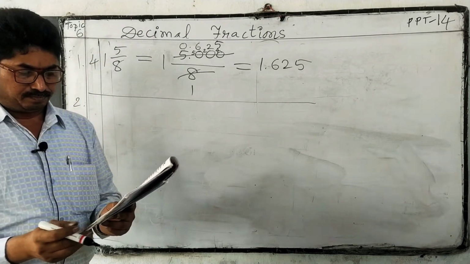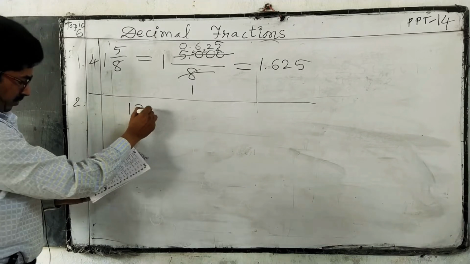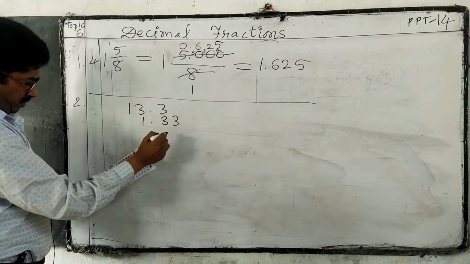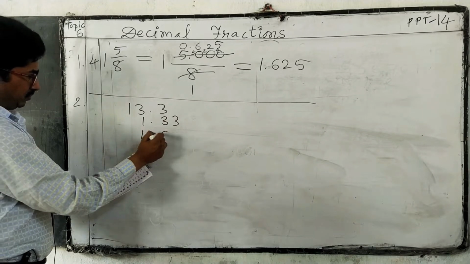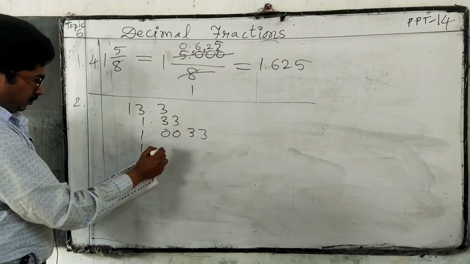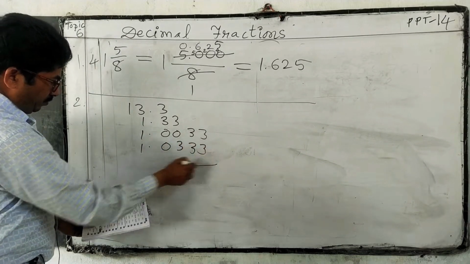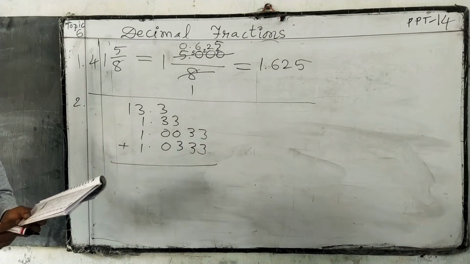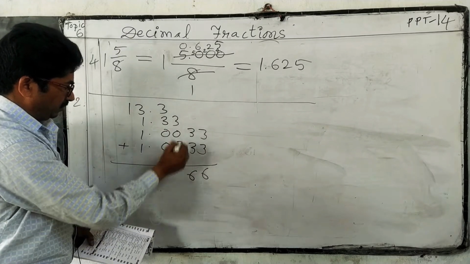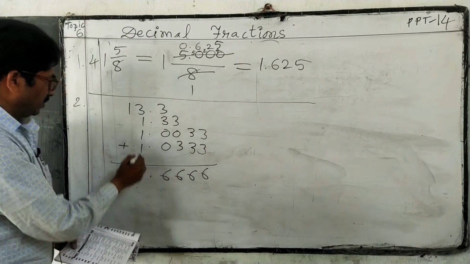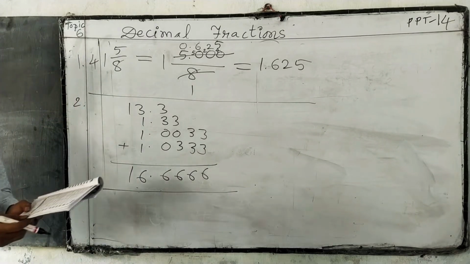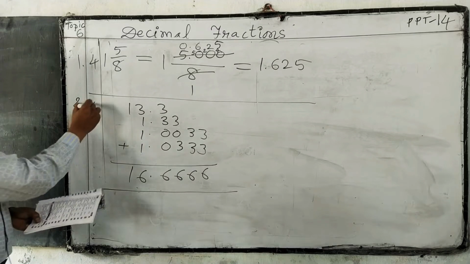What is the sum of 13.3 plus 1.33 plus 1.0033 and 1.0333? Sum means addition, so we can add like this: 16.6666. So option 4.